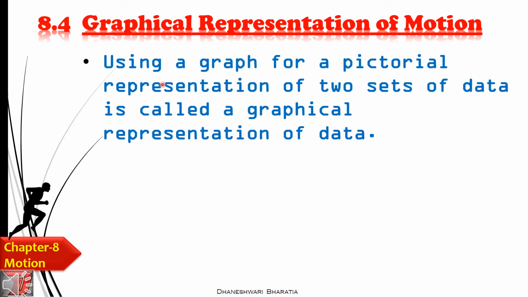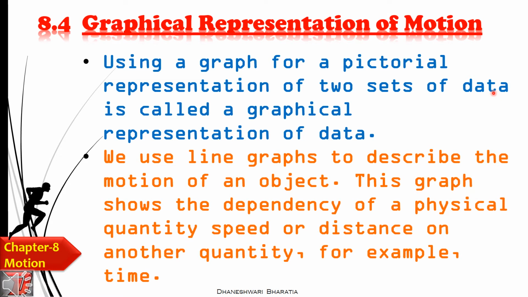So when we use a graph for the pictorial representation of two sets of data, it is known as the graphical representation of data, and we always use a line graph to describe the motion of an object. This graph shows the dependency of a physical quantity, that is speed or distance, on another quantity, that is, for example, time. Fine.